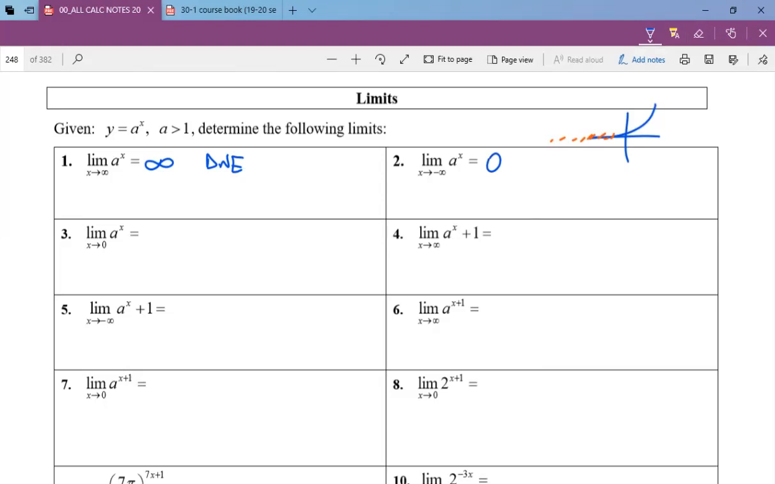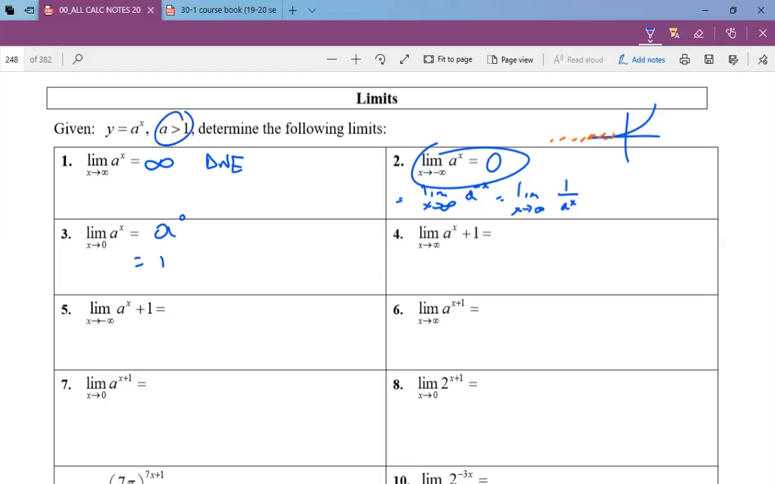We could consider this being really the same thing as the limit as x goes to infinity of a to the negative x, which is the limit as x goes to infinity of 1 over a to the x. And if we think of it that way, then the denominator is getting infinitely large, and you have 1 over this huge number, and so that is why this goes to 0. The limit of a to the x as x goes to 0, well, this is equal to a to the 0, which is equal to 1.